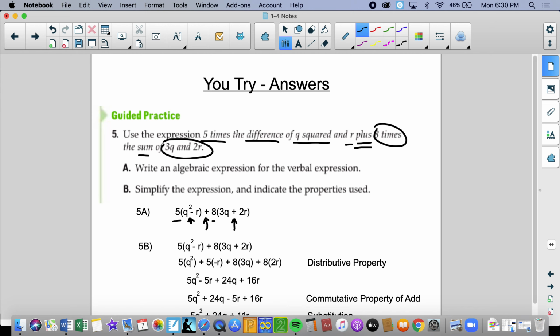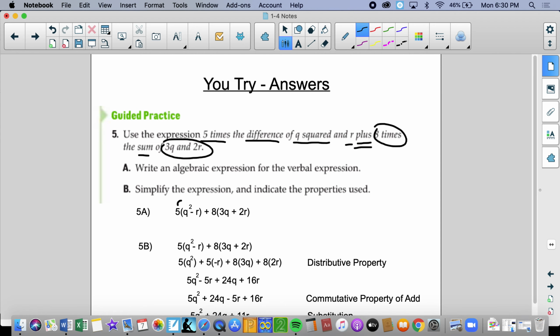Then we want to simplify it. We can't combine those terms inside because they are unlike terms. Q squared and negative r are unlike. And then 3q and 2r are unlike. They're not the same variable to the same exponent.